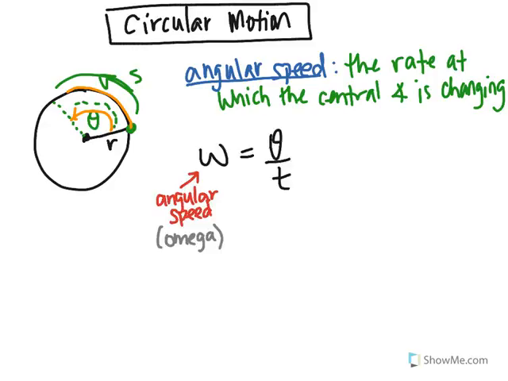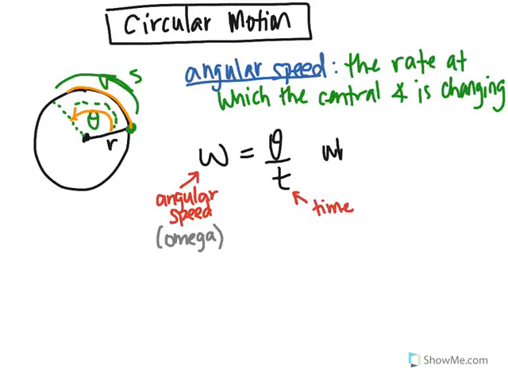And so the formula for angular speed, they use the Greek letter omega. It looks like a W. A lot of people just say W equals, but you technically are supposed to say omega. The angular speed is equal to your angle, which I'll give you a formula for, over time.